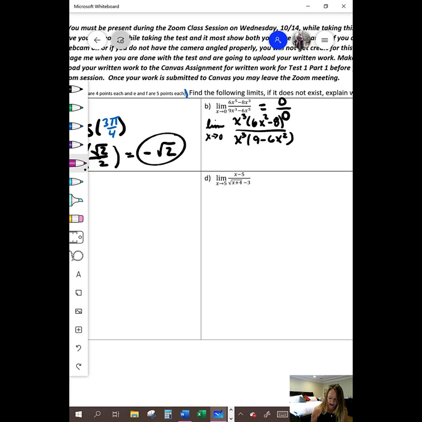We can cancel like factors. We have an x cubed in the numerator, x cubed in the denominator, so those cancel. Now when we do our direct substitution and plug in 0 wherever we see an x, we're going to be left with just a negative 8 in the numerator all over a 9 in the denominator. And so our solution is negative 8/9.